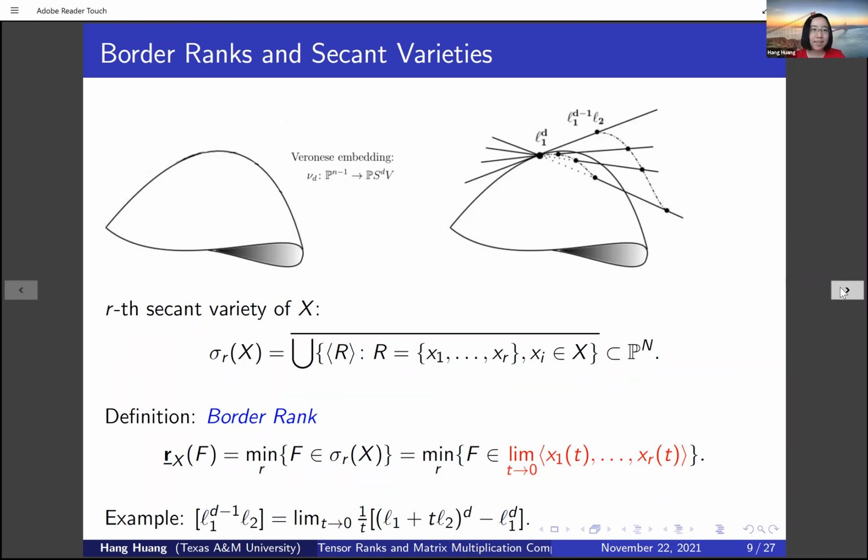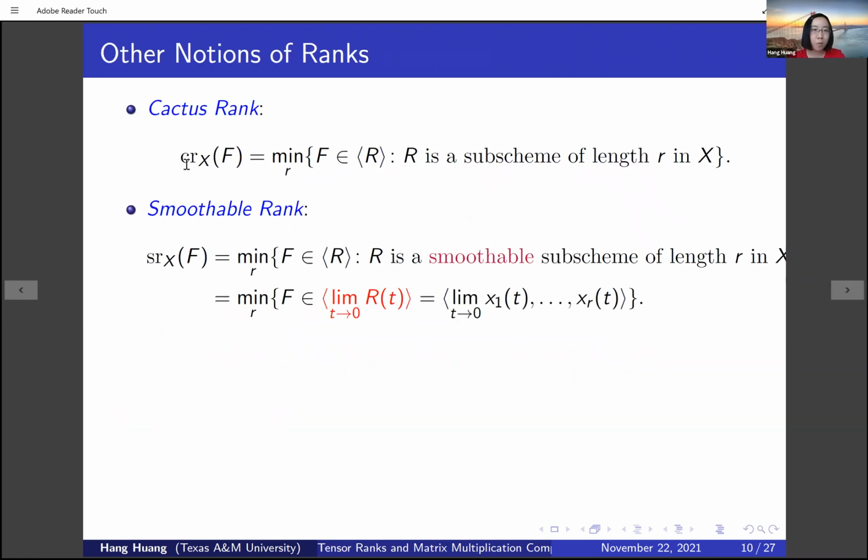So this gives us another notion of rank, which is called cactus rank. The cactus rank of a point is the smallest r such that you can find your point in the span of a subscheme of length r. So now you don't just require r distinct points, you allow arbitrary subschemes of length r. This is what's called the cactus rank.